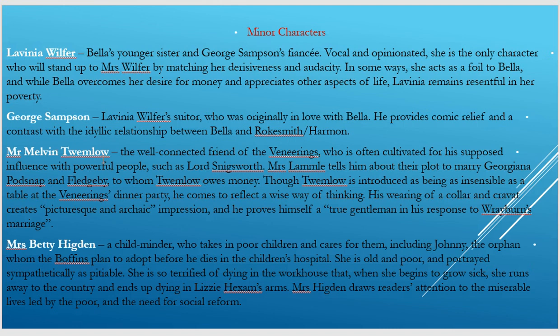Mr. Melvin Twemlow is one of the well-connected friends of the Veneerings, who is often cultivated for his supposed influence with powerful people such as Lord Snigsworth. And last, we have Mrs. Betty Higden. She is a childminder who takes care of children, and she has just a little important action in that novel.